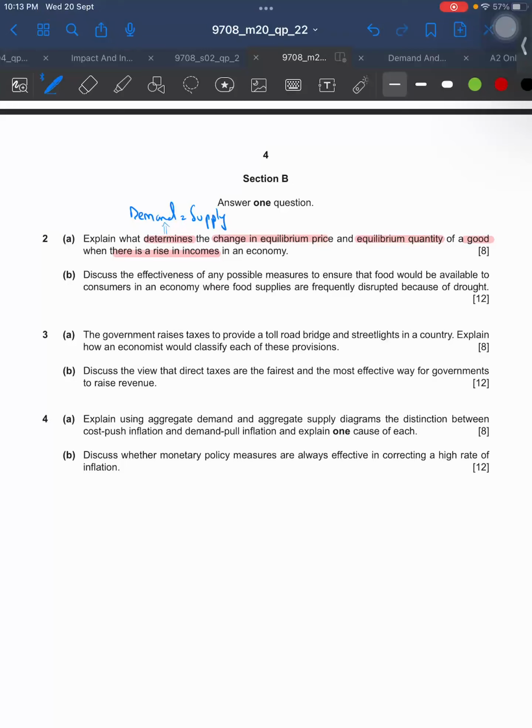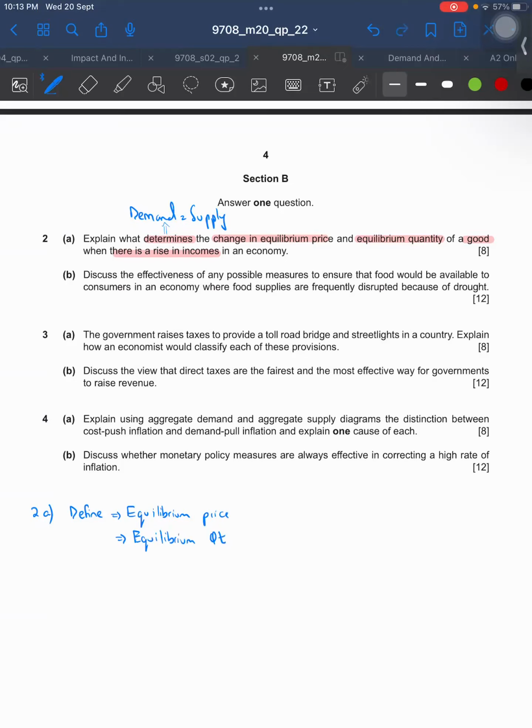Moving forward, what is the requirement of the examiner regarding this question? So first of all, I'll write it here, part A. What you need to do is define what is an equilibrium price. Then you need to define what is meant by equilibrium quantity.